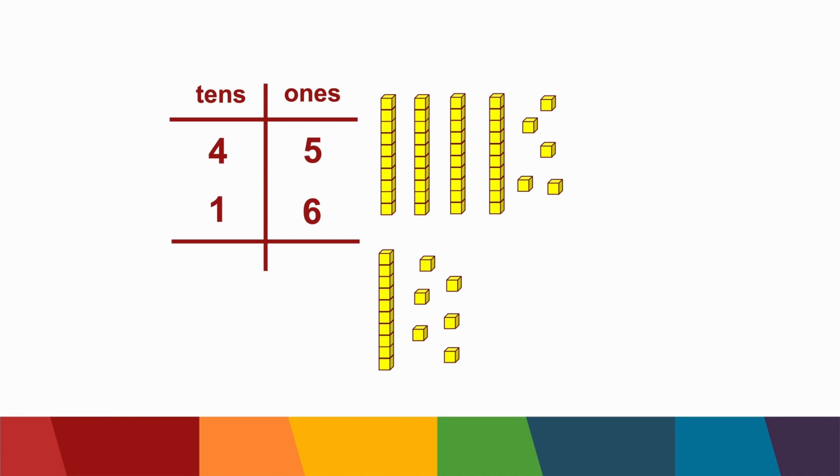Here we have 45 plus 16. We start with the ones column. 5 plus 6 equals 11. 11 is actually 1 ten and 1 one. We give the 1 ten to the tens column. We carry the 1 down. Then we add 1 plus 4 plus 1 equals 6. 45 plus 16 equals 61.